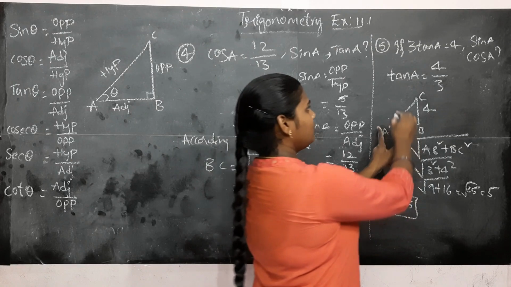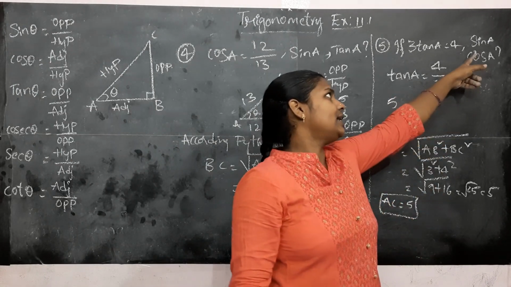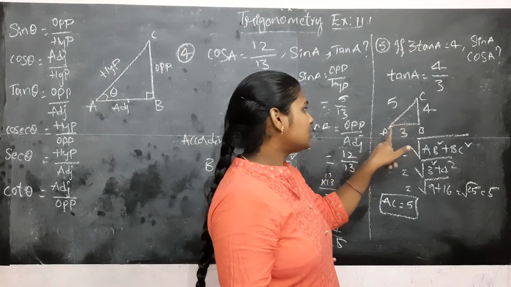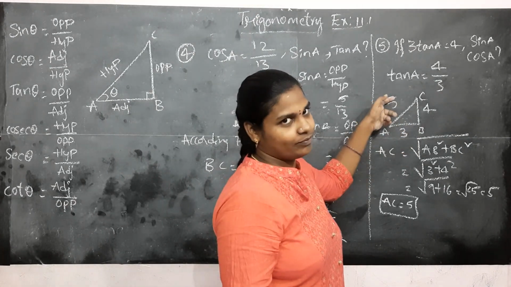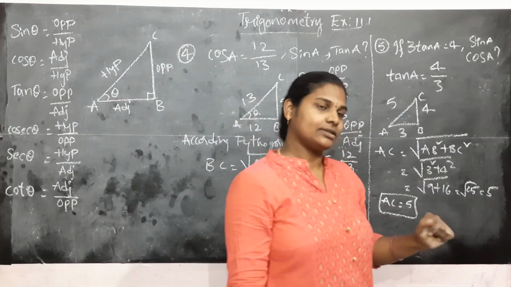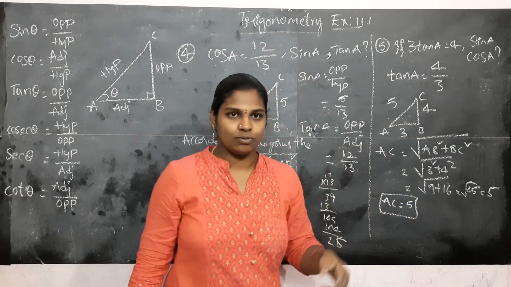So now that we know this number, can we figure out sin A and cos A? Yes, sin A is nothing but opposite by hypotenuse, and cos A is nothing but 3 by 5. Here I am not writing it down. This is quite simple, you can do it on your own. Alright, let's jump into the next problem.